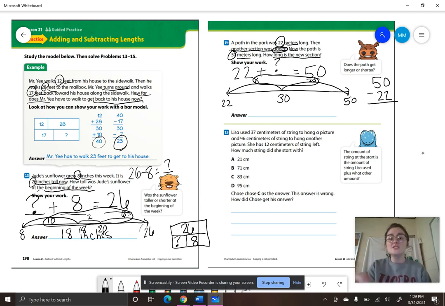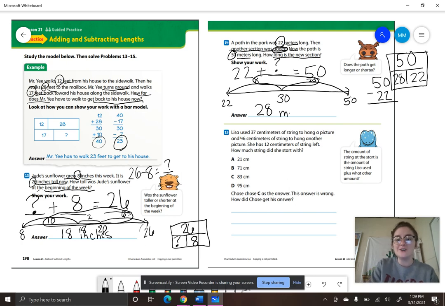So when I put those jumps together, it tells me how long my new section is. So we know that altogether it is 50 meters. The part that we knew at the beginning was 22. And the missing part, the part that was added, is 28 meters. So 28 meters long. That is how long the added part was.